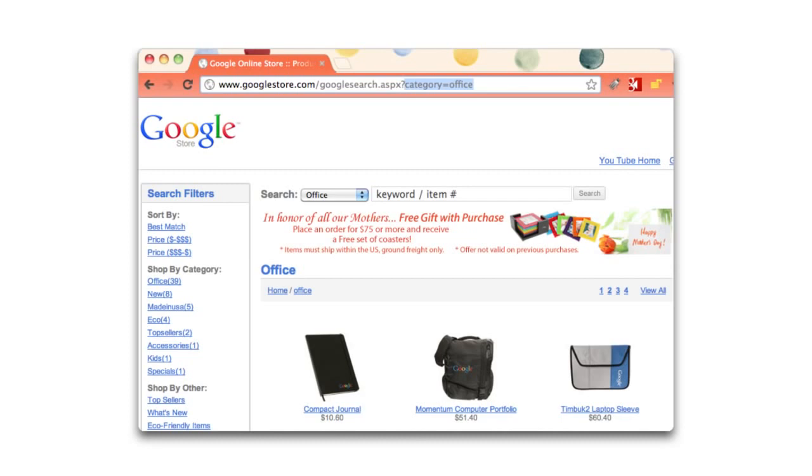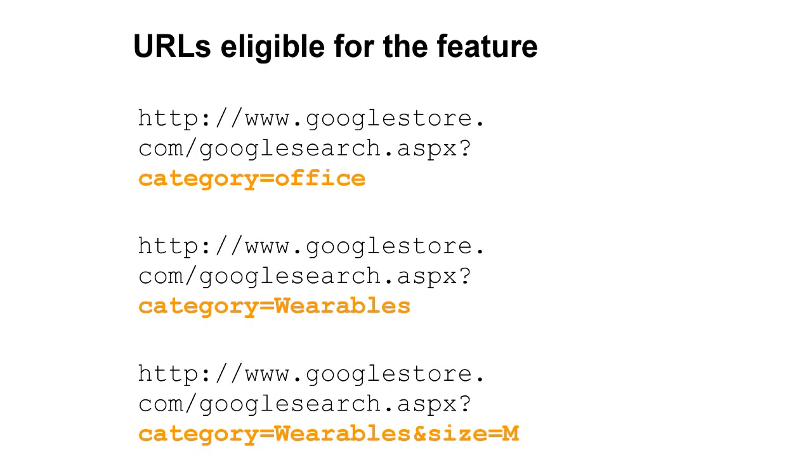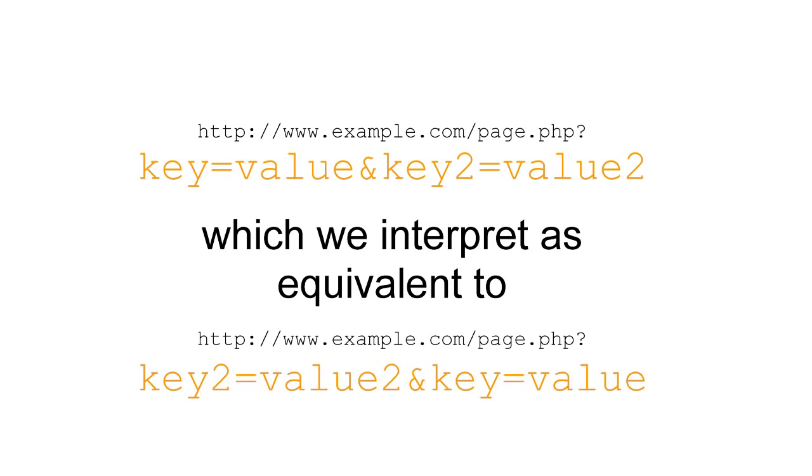Since we've covered the background information, let's now talk about the types of URLs that are eligible for this feature. Here's one from the Google Store. It says category equals office. Other URLs would be things like category equals wearables, or category equals wearables and size equals medium. These URLs are eligible for the feature because they come in key value pairs, or name value pairs. What it looks like is key equals value, and then perhaps an ampersand, and then key2 equals value2.